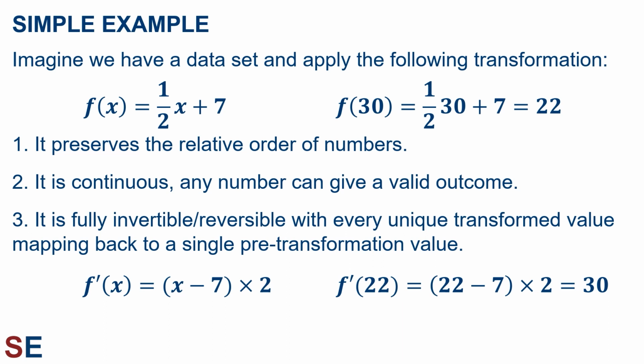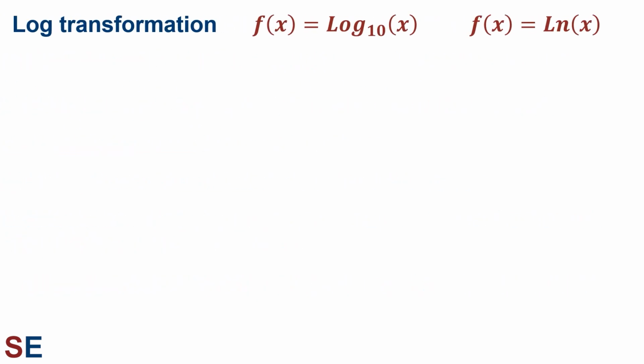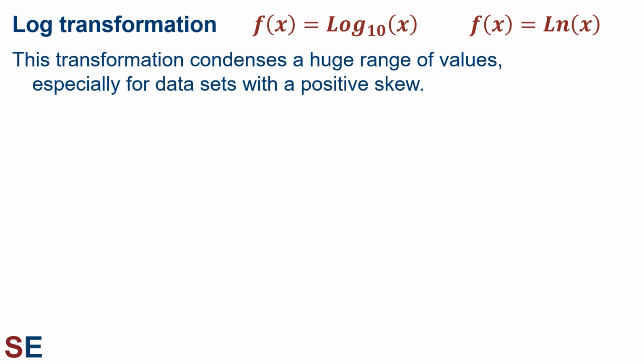Now let's look at 6 of the most common transformations used in analyses. The first transformation is the logarithmic transformation. There are two common log transformations used, either log base 10 or the natural log. Either of these can be reversed by exponentiation, using base 10 or e for each of these. This transformation condenses a huge range of values, especially for datasets with a positive skew. Log transformations will tend to reduce the magnitude of larger original values much more than smaller original values, bringing in a long tail in the positive direction.